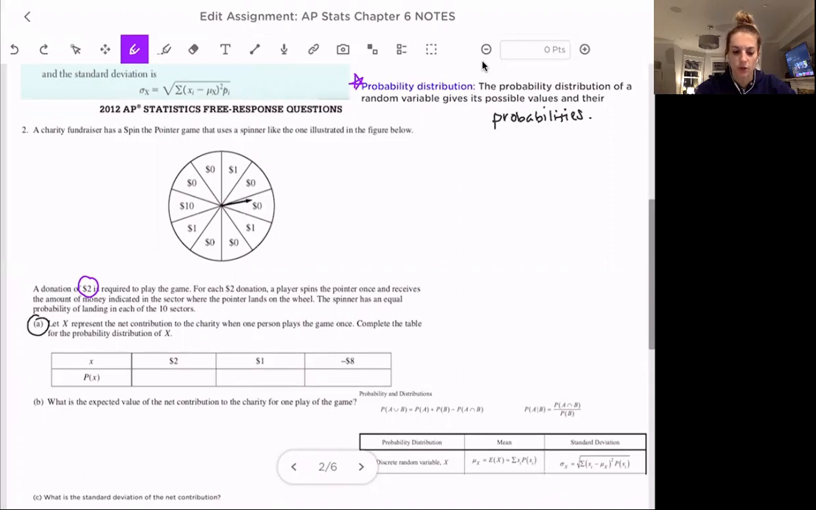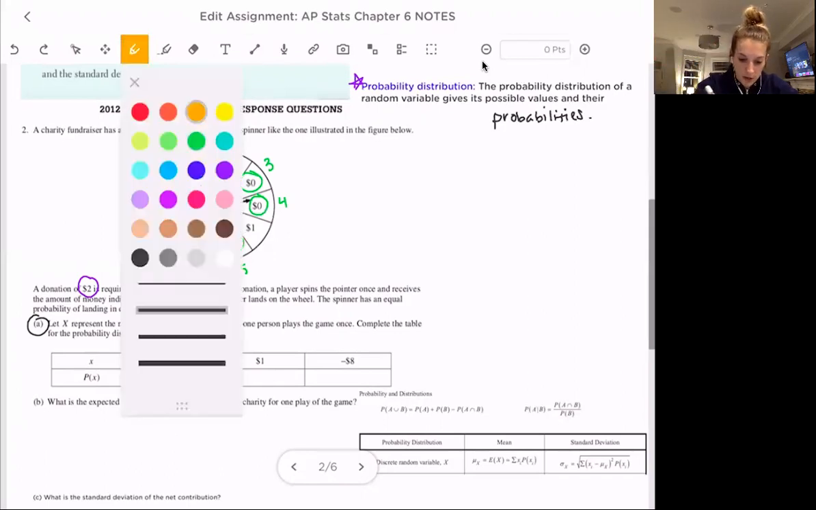So let's just take a look at the wheel for a second and look at the options here. It looks like there are 6 sectors. If the pointer lands on one of those 6, you get $0. You don't win any money. So in effect, you've actually lost $2 to play the game because you had to pay $2 to play, and then you're getting $0 in return. All right, so the charity is pocketing $2 from you, and you lost some money.